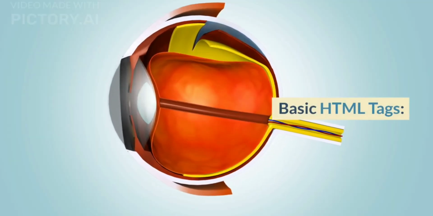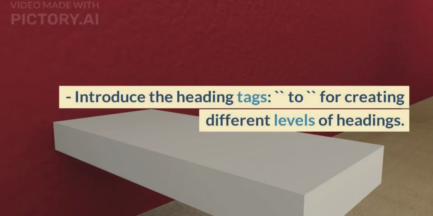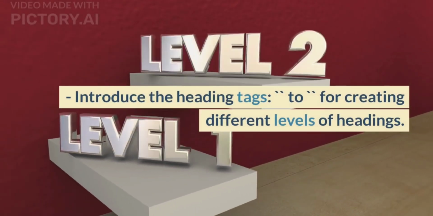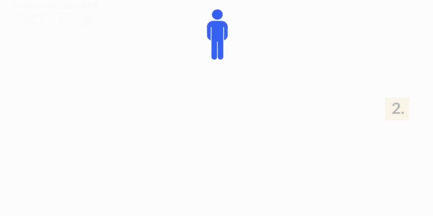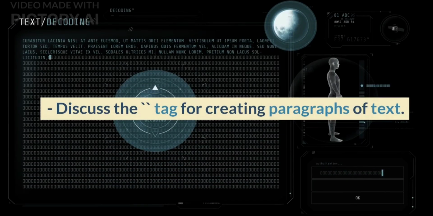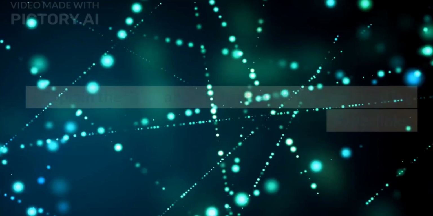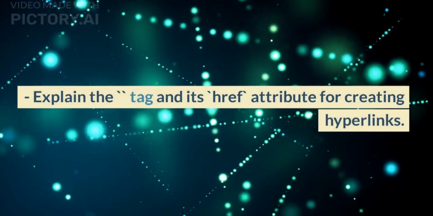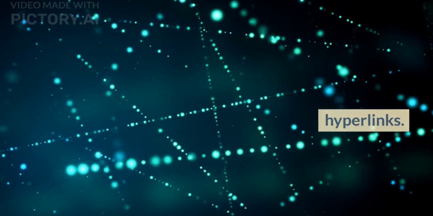Basic HTML tags. 1. Headings. Introduce the heading tags, h1 to h6 for creating different levels of headings. 2. Paragraphs. Discuss the p tag for creating paragraphs of text. 3. Links. Explain the a tag and its href attribute for creating hyperlinks.